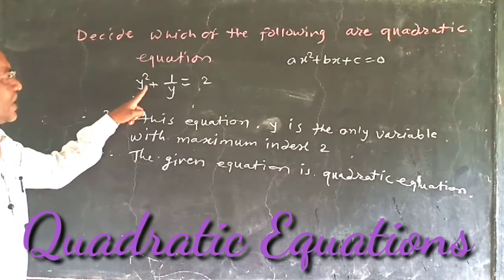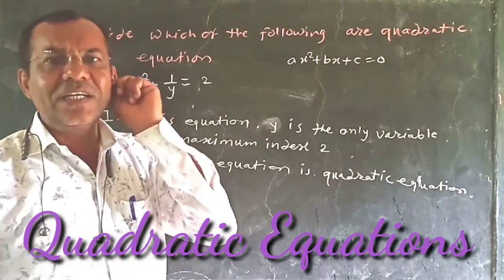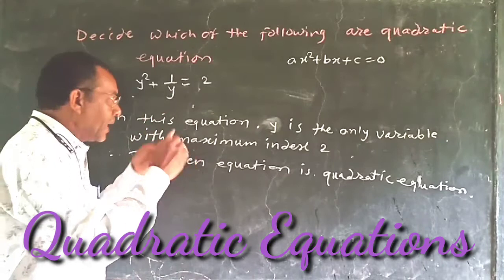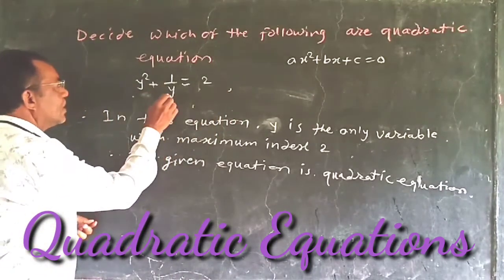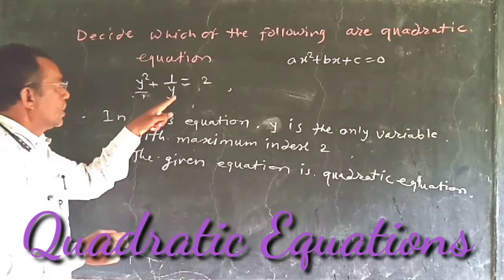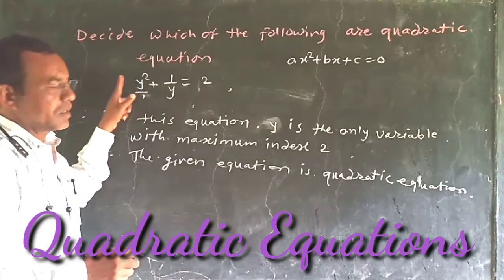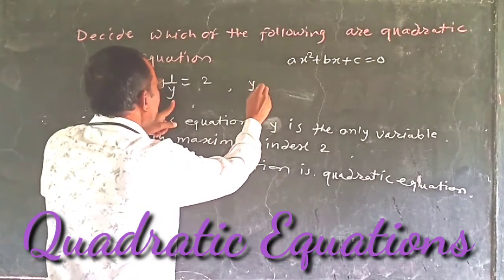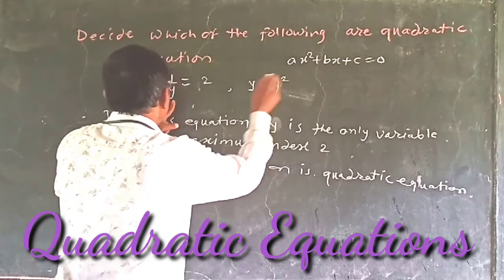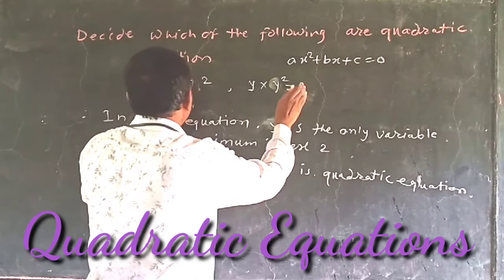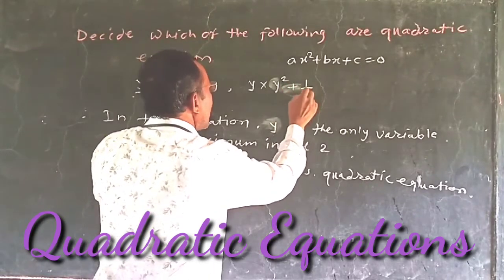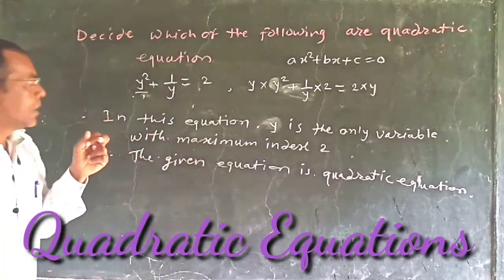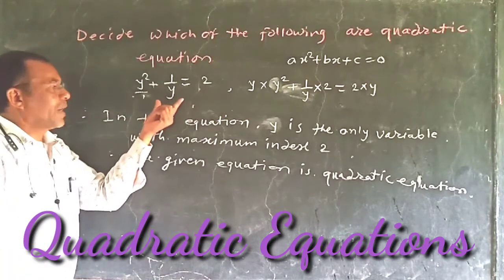Some children will look at this y square and say it is a quadratic equation, but you have to calculate it here. This is 1 by y, therefore you have to multiply on both sides with y. If we multiply y into y square, plus 1 by y into y is equal to 2 into y. This y we have to multiply, and 1 by y into y will go.